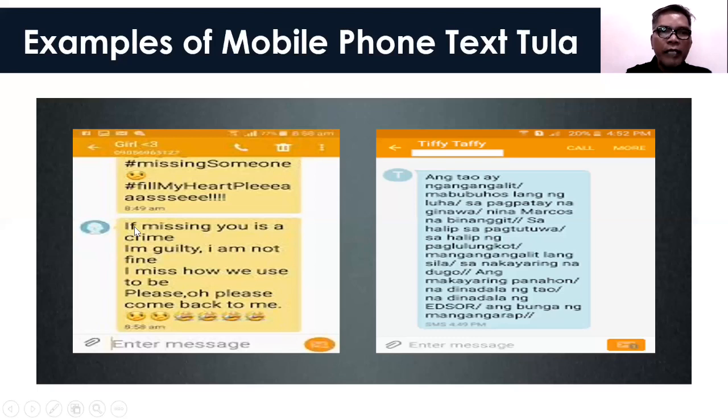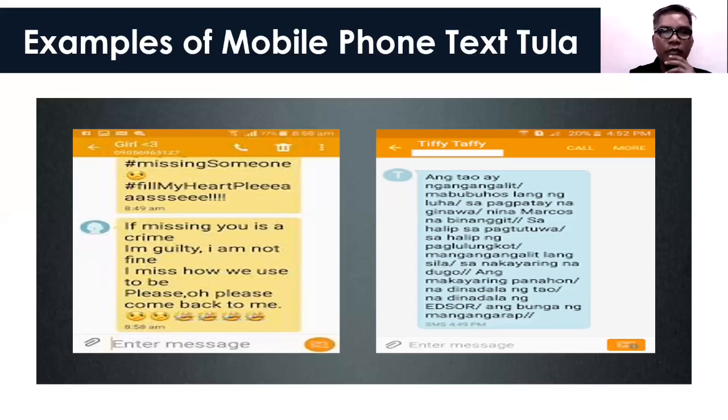Look, if missing you is a crime, how many syllables? If, 1, miss, 2, ing, 3, you, 4, is, 5, a, 6, crime, 7. There are 7 syllables for the first line. Then, I'm guilty. I'm means a contraction of I am. So one syllable. When we say I am, 2 syllables. But when we say I'm, 1 syllable. So I'm guilty, I am not fine. There are 7 syllables for the second line.